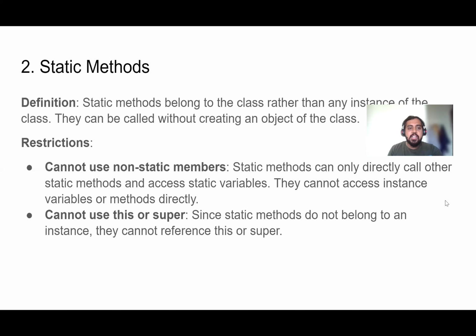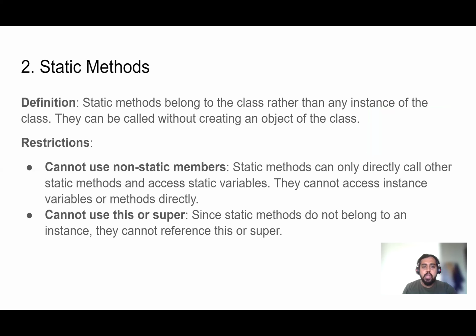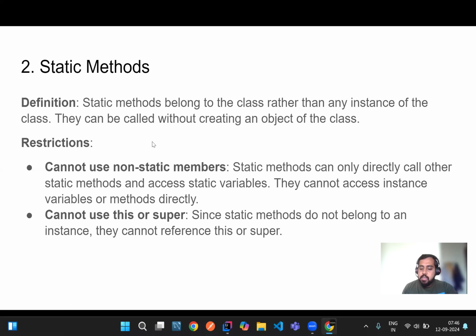Let's see now static methods. Similar to static variables, if you make any method static, it belongs to a class rather than the object. We can call this without creating an object, because of how the control flow works: the JVM first checks for static members, like static variables, static methods, static blocks, and those get memory first. Then it creates an object.